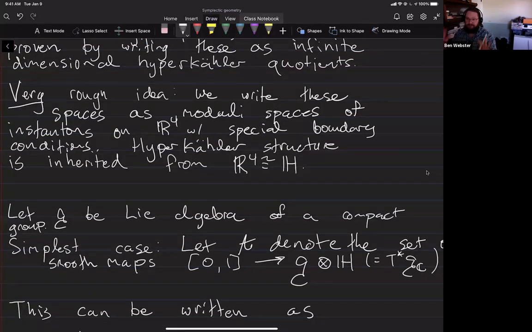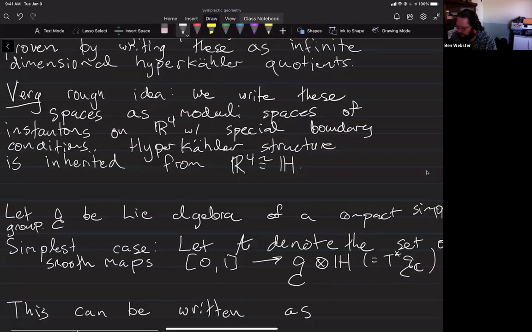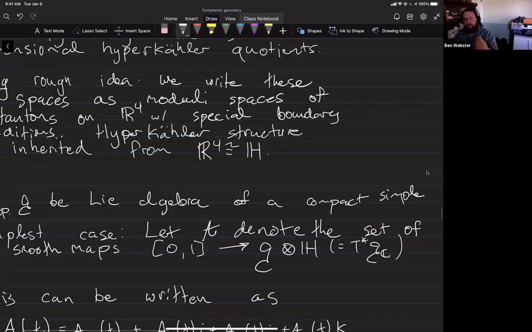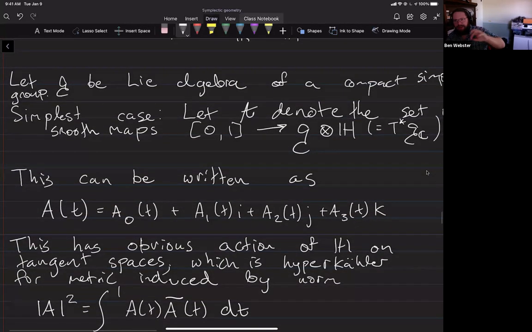So we start with the Lie algebra of G, for G a compact and let's say simple group. So we consider the space of smooth maps from the interval into this Lie algebra, which remember is real. So I'm thinking about like the Lie algebra of SU(N) or something. I tensor that with the quaternions. So you can think of that as you complexify the Lie algebra and then you take another copy of it. You take its cotangent bundle. So, well, such a map I can write, and I'll often want to break it up into these components as A0 plus A1 times I plus A2 times J plus A3 times K.